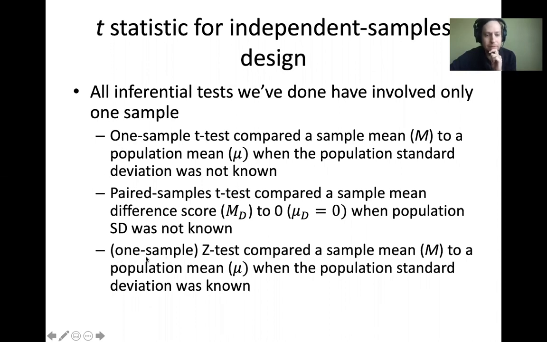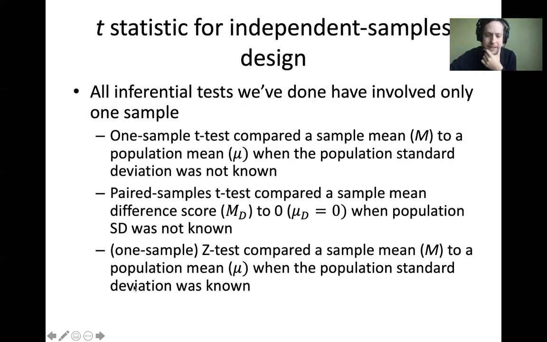So I put in parentheses for the z-test "one sample" because usually it's not called a one sample z-test, but that really is what it is. The z-test and the one sample t-test are very, very similar. In both cases, you are comparing a sample mean to a population mean. That is what the significance test tells you, whether the sample mean and population mean are significantly different from each other. So you have only a single sample mean for these one sample tests, whether it's the one sample t, in which you do not know the population standard deviation, or the one sample z test, in which you do know the population standard deviation. In both cases, you're comparing a sample mean to a population mean.